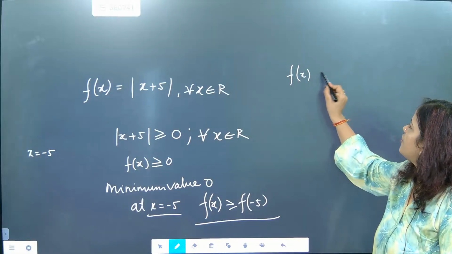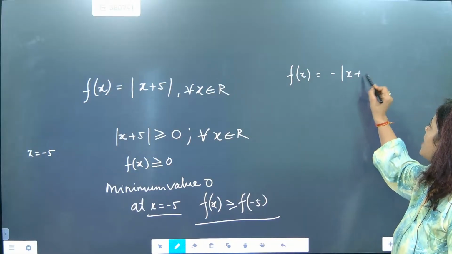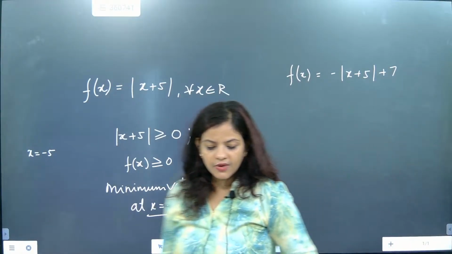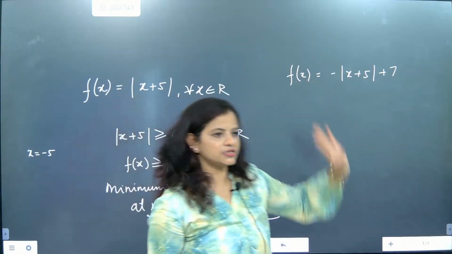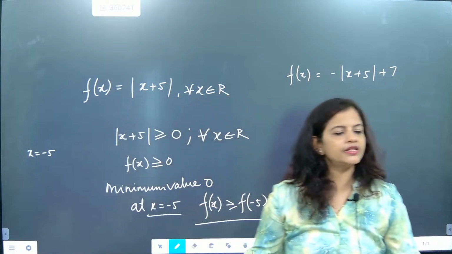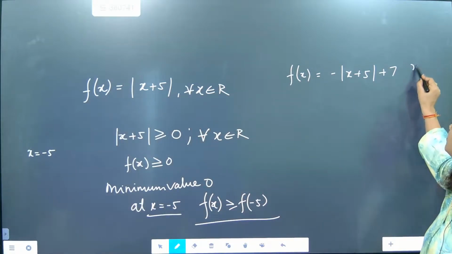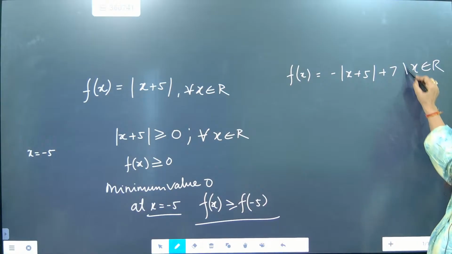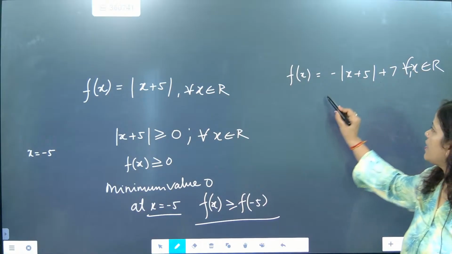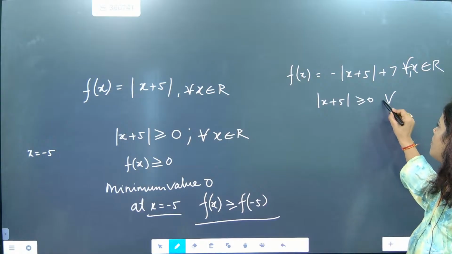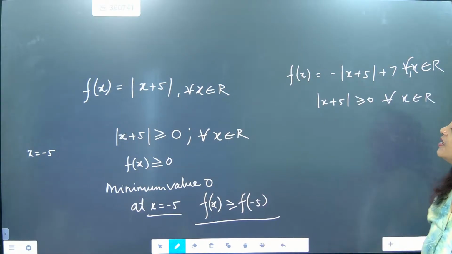Now take f of x is equal to modulus of minus x plus 5, plus 7. Randomly we will take anything. Now this time what did we do, beta? We took minus. Now we will not do anything, we will start with the concept. Again, what is our concept saying? x belongs to the set of real numbers, for all. So now here modulus of x plus 5 will be greater than or equal to 0, for all x belonging to the set of real numbers.